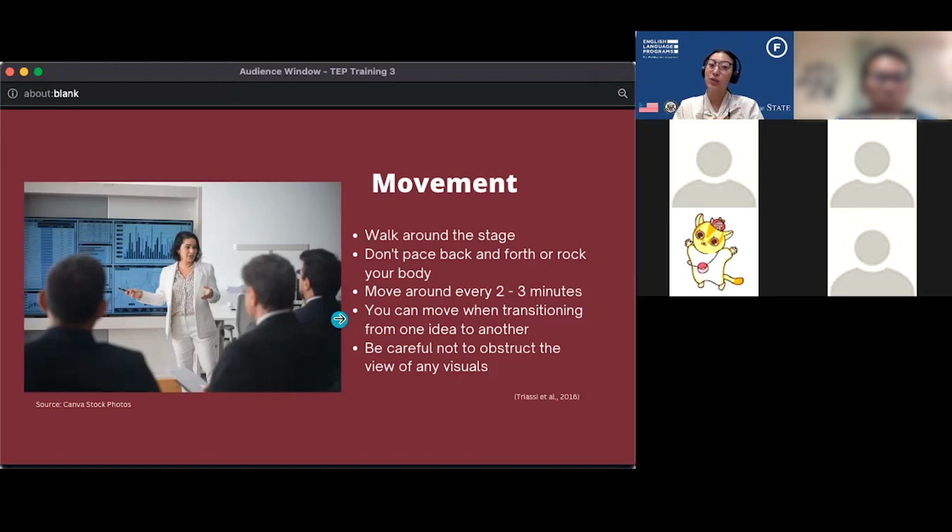Another time when you can move is when you're transitioning from one idea to the next. It's a very visual way of showing, by moving from one side to the other, you're now changing ideas and topics. Remember, when you are moving, be careful to not block any visuals. You can see in this picture, maybe this woman is actually blocking some of her presentation slides. So we want to be aware of that.